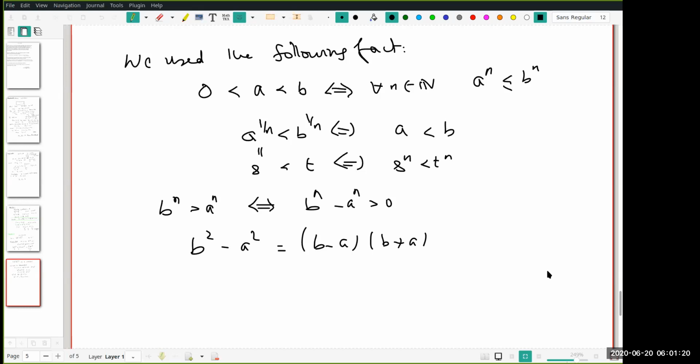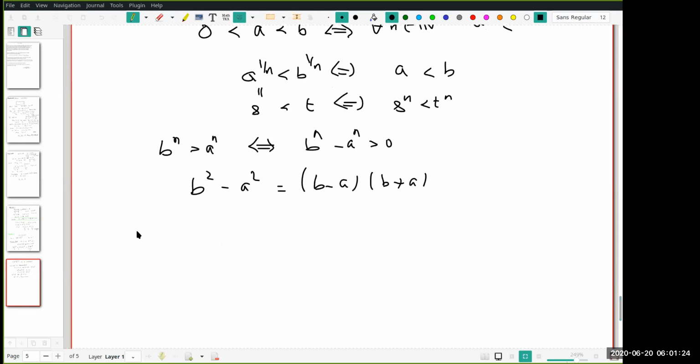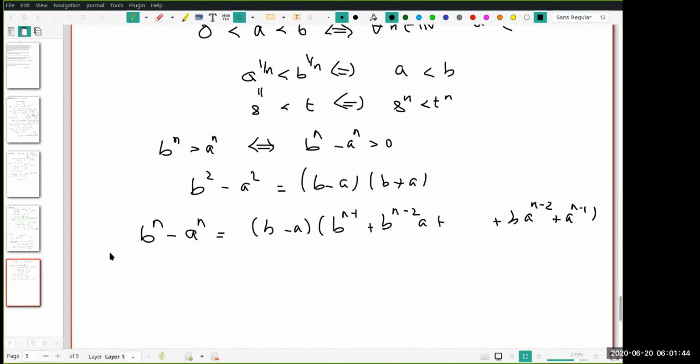Similarly, B cubed minus A cubed. So let us do the general case. You can check this identity. It is (B minus A) into (B to the power n minus 1 plus B to the power n minus 2 times A plus B times A to the power n minus 2 plus A to the power n minus 1). Okay, check this. Now, whatever argument I gave is applicable here. Why? Suppose B is greater than A, that means this is positive. And now these are all positive numbers. Therefore, this is the product of two positive numbers. That means B^n minus A^n is positive. That means B^n is strictly greater than A^n.